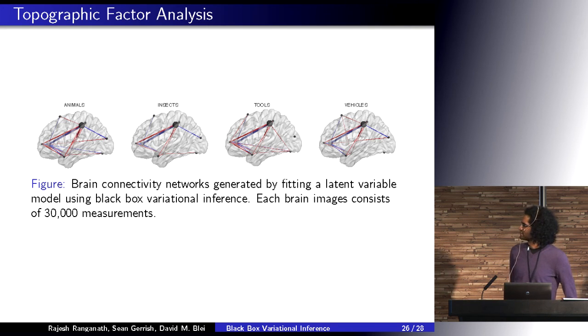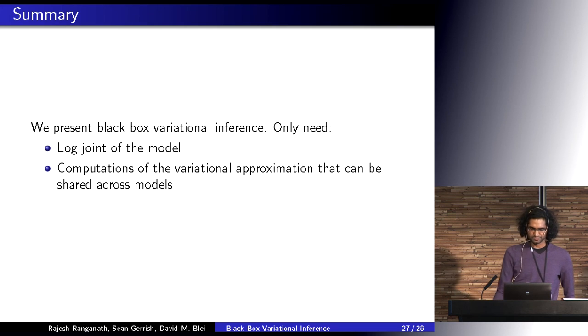And even cooler is you can ask the question, how does your brain vary based on different stimuli you see to see how your brain interacts? And on the left, we have animals, we have insects, then tools and vehicles. It's kind of weird that vehicles and animals look similar. But I think the key takeaway here is that black box variational inference allowed us to get these networks and help provide some insight for the neuroscientist.